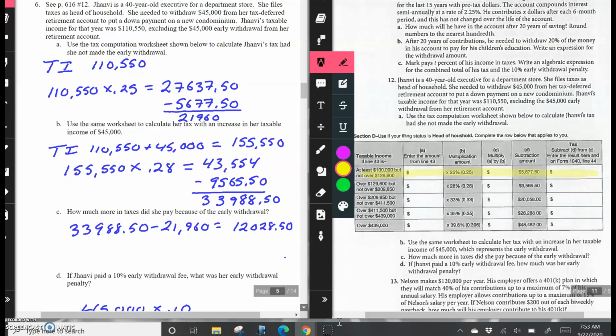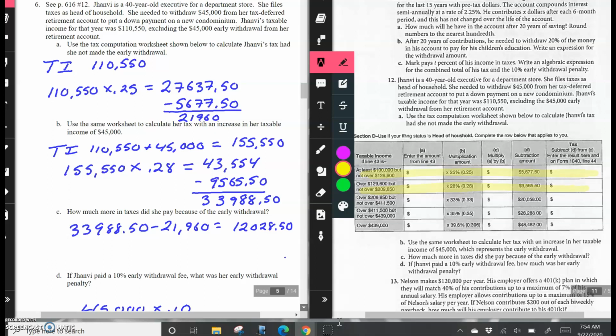So 25% of that income gives you $27,637.50. And we're going to subtract off our minimum tax of $5,677.50 for a total amount of $21,960. Okay, now if you add on the $45,000, that income goes up to $155,550. That's your second row. That's going to be taxed at 28%. So you'll notice that as your income goes up, your tax rate goes up as well.